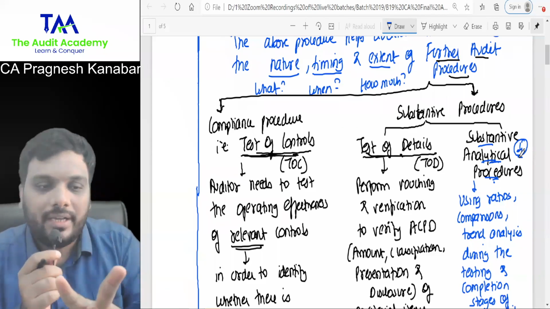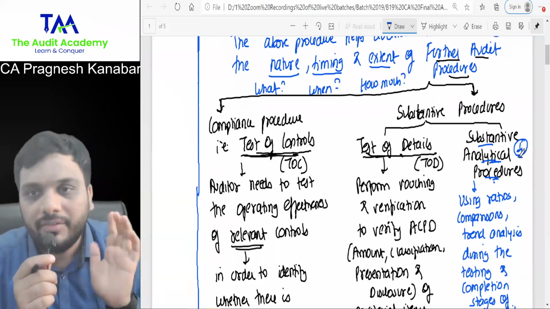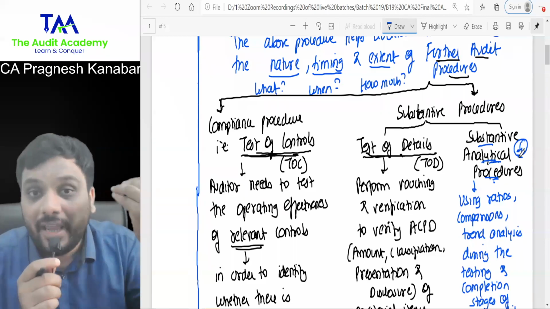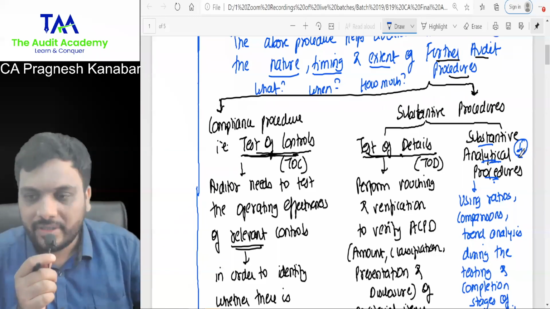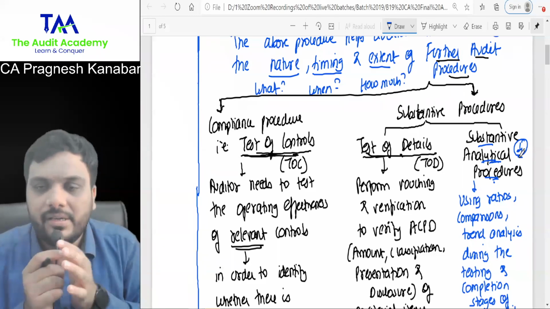Now, there are two categories of students. One who will get frustrated with the language. Second, who will take some effort to understand the language. For the first one, I can only refer them to motivational speakers. For the second one, please continue to attend the lecture.